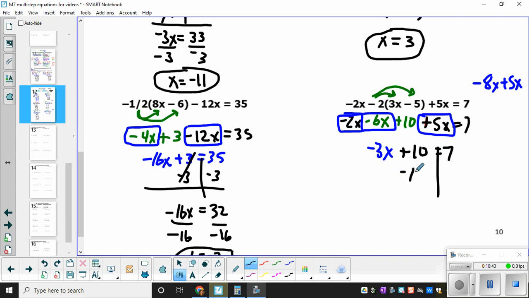All right, so we're going to get rid of the constant. We're going to minus 10. We've got a -3x, and here 7 minus 10 is -3. So we're going to divide a -3 by itself, and anything divided by itself is always 1.